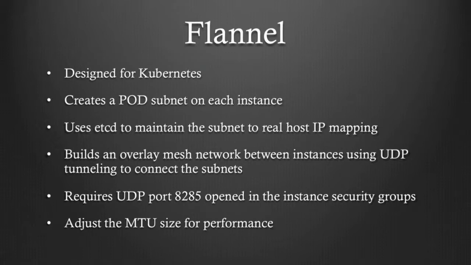Flannel is designed for Kubernetes. It creates a pod subnet and then uses etcd to maintain the subnet to host mapping. Then it builds an overlay mesh network between instances using UDP tunneling. In order to get this to work, you'll have to enable UDP. You have to allow UDP port 8285 on the instance security group, and also adjust the MTU size to prevent fragmentation.